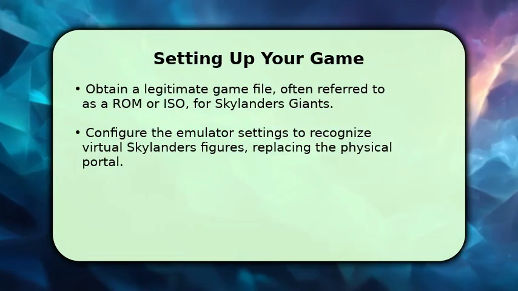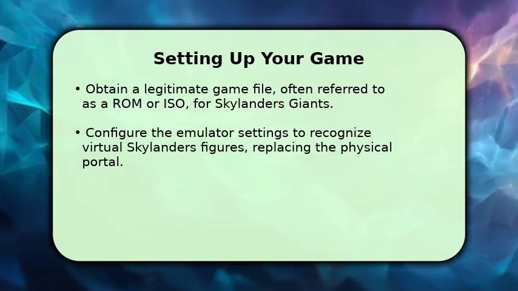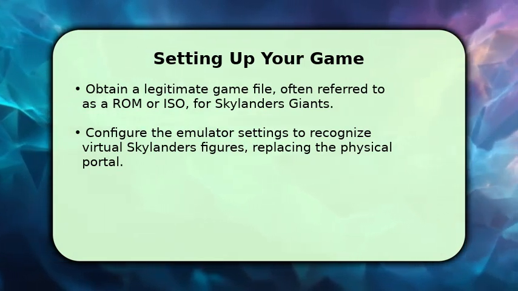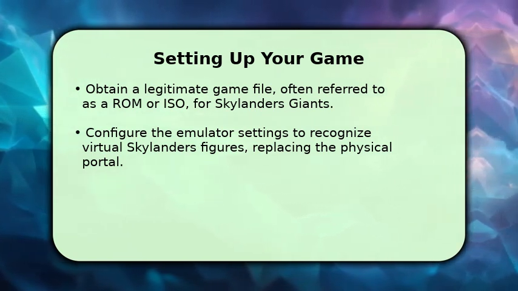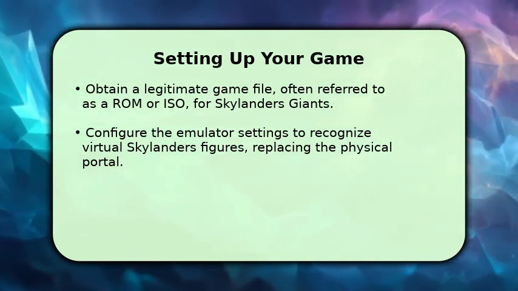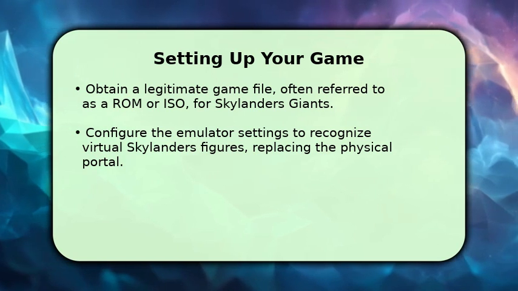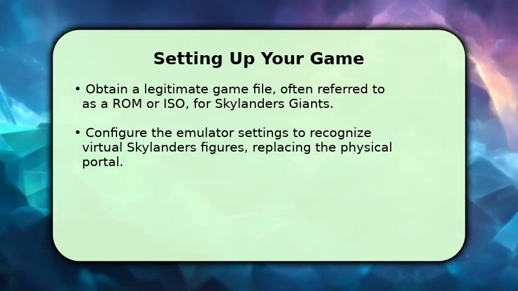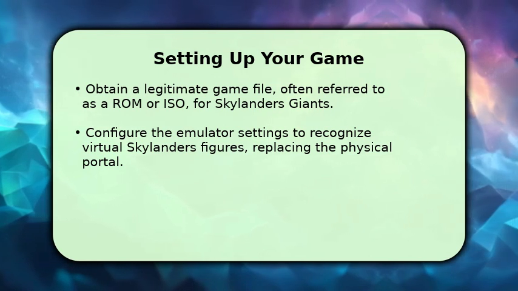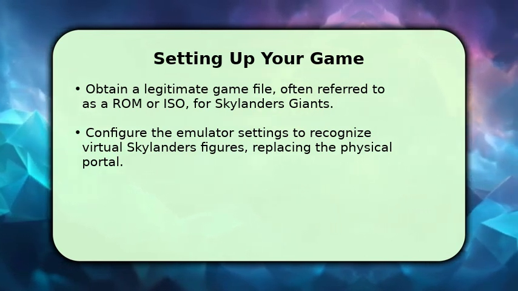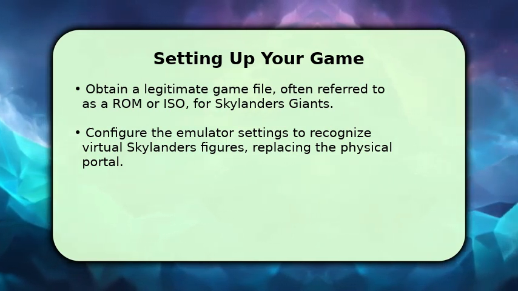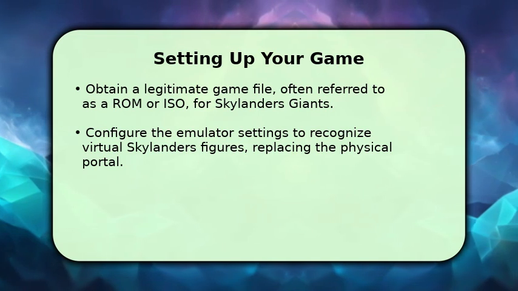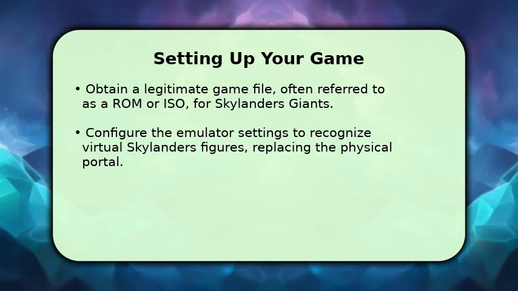Once you have your emulator, the next step is to acquire the Skylanders Giants game file. This digital version, often called a ROM or ISO, is crucial for the emulator to load the game. Within the emulator's settings, you will find options to simulate the portal. This involves configuring virtual figures or using specific codes to unlock characters, allowing you to play without any physical accessories. Ensure your game file is compatible with your chosen emulator.